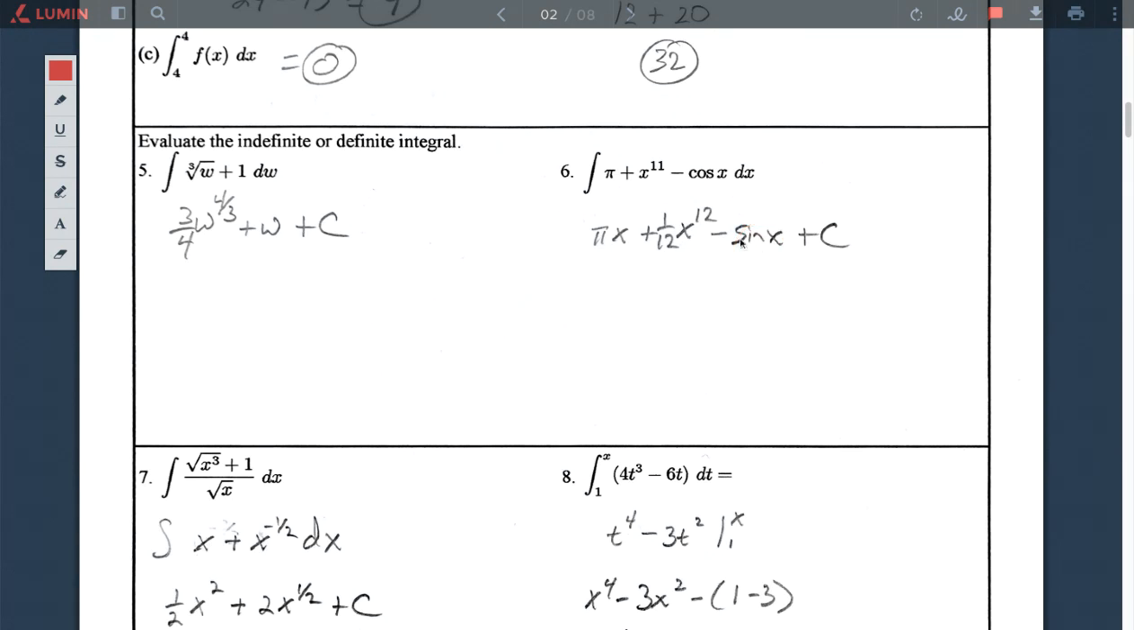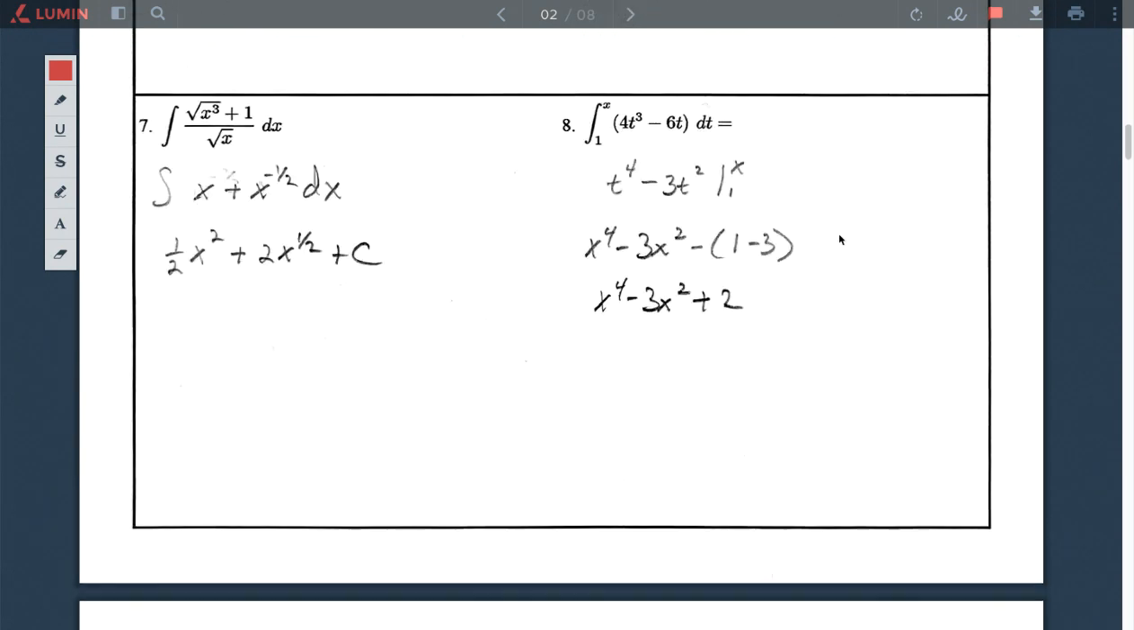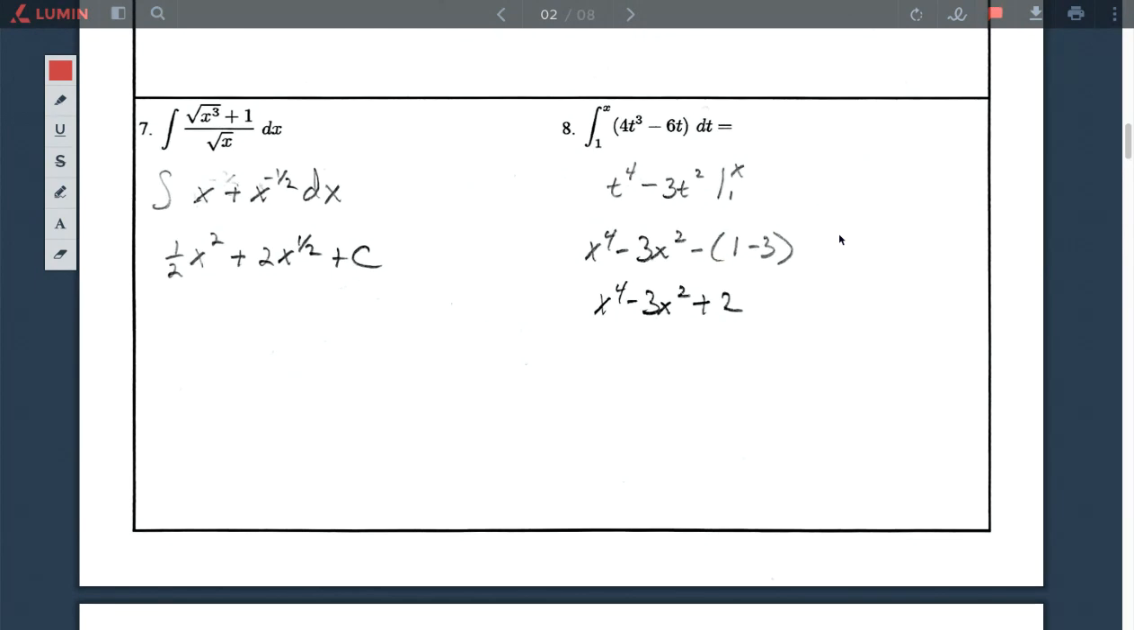Integral of cosine is sine. The negative stays there, and then plus c. On 7, make sure you split 7 up.